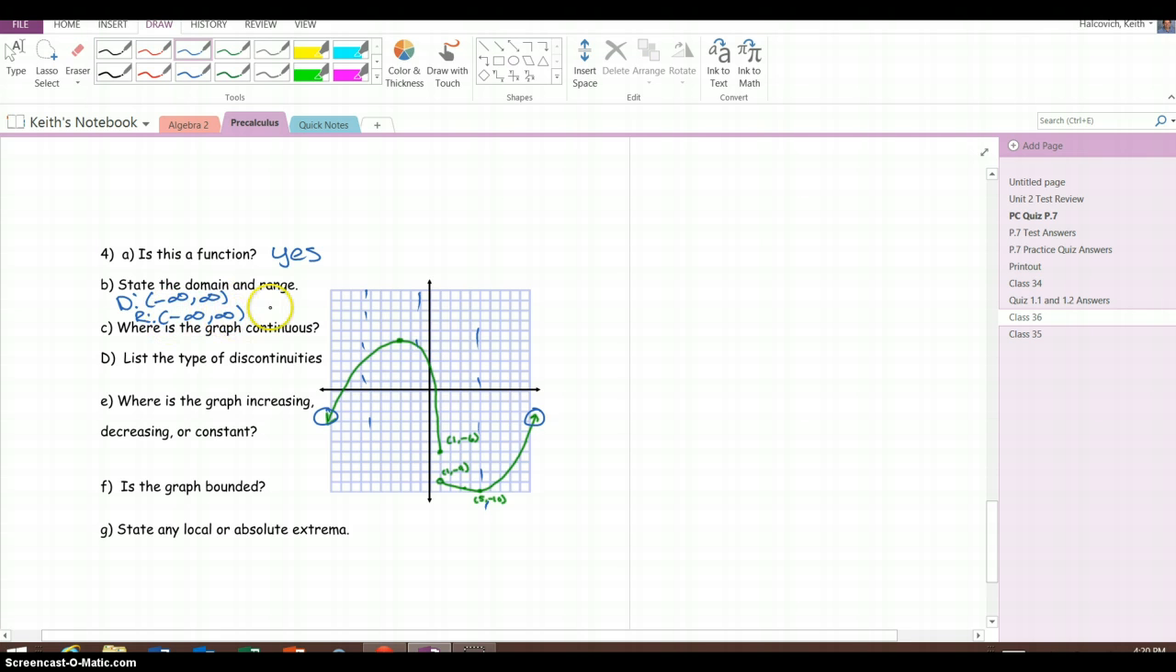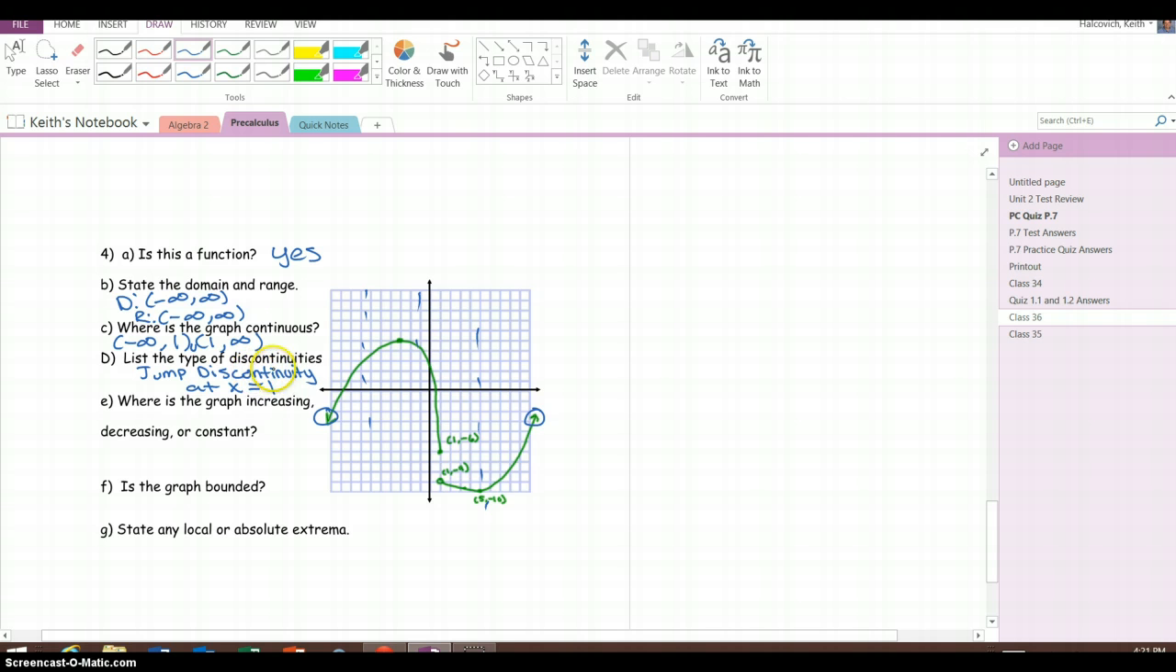Where is the graph continuous? The graph is continuous from negative infinity to this discontinuity at 1, and then from 1 on to infinity. Is there any discontinuity? The answer is yes, because notice it stops here at 1 and then jumps down. So this is a jump discontinuity at x equals 1.